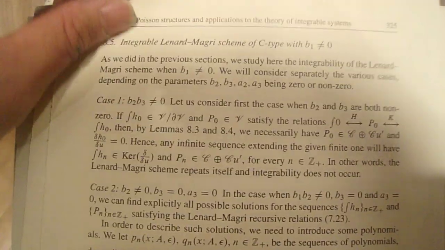What kind of collective behavior do they show? What forms of matter do they show? Do they become a metal? Do they become a solid? Do they become a superconductor? Things we'll hear about in the continuation of the talk.